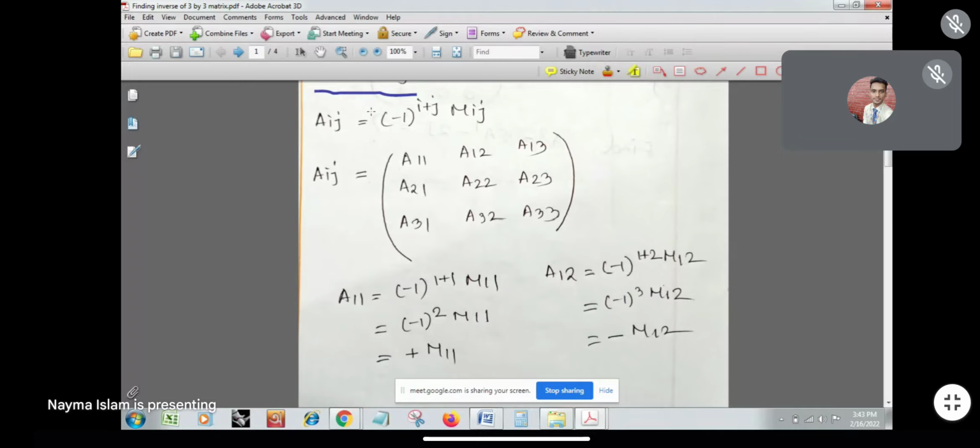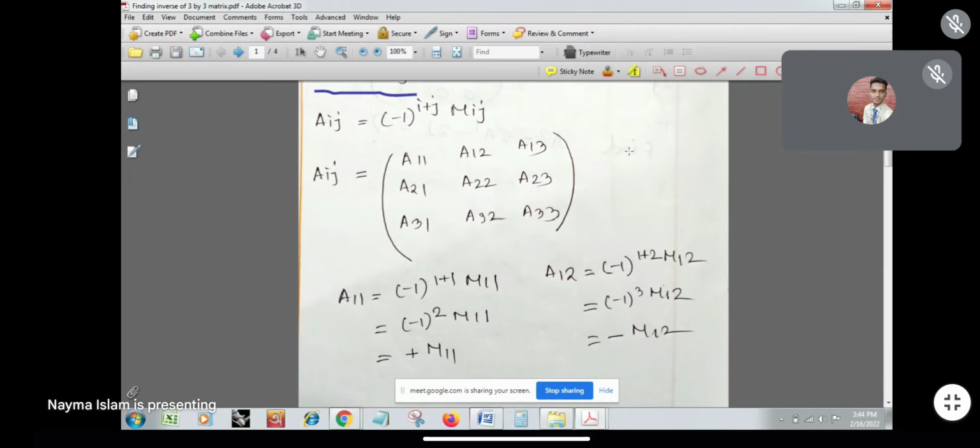Suppose when you find A11, the formula is minus 1 to the power 1 plus 1, M11. Maybe in intermediate, just try to remember this: the first element will be positive, second element negative, third element positive, after that negative, positive. Maybe you remember it in this way. The diagonal is positive.